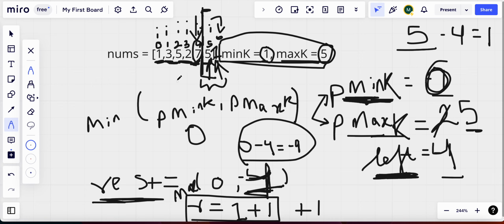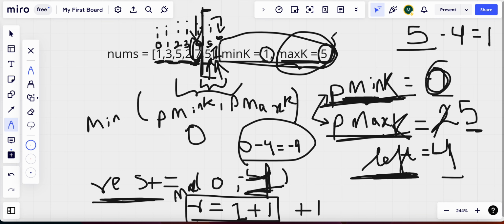We cannot take a subarray which consists of the value 7, because then our max value in that subarray would be 7 and not 5. So that's how we are going to solve this problem. Let's now try to code it. So we need the position of min k, the position of max k, and we need the left bound.